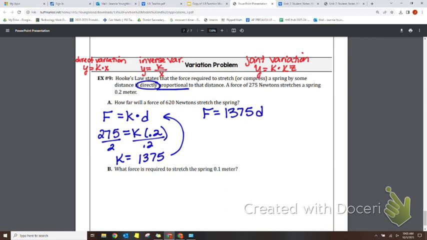Now we can answer question A. Question A says, how far, so we're after the distance, will a force of 620 newtons stretch the spring? So we know our force is 620, equals 1,375 times D. Solve for D. And so 620 divided by 1,375, we find the distance is equal to 0.451, and distance is in meters.